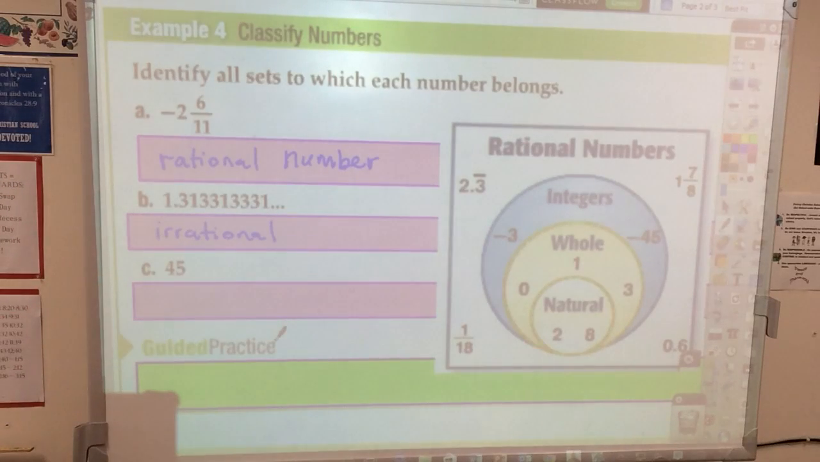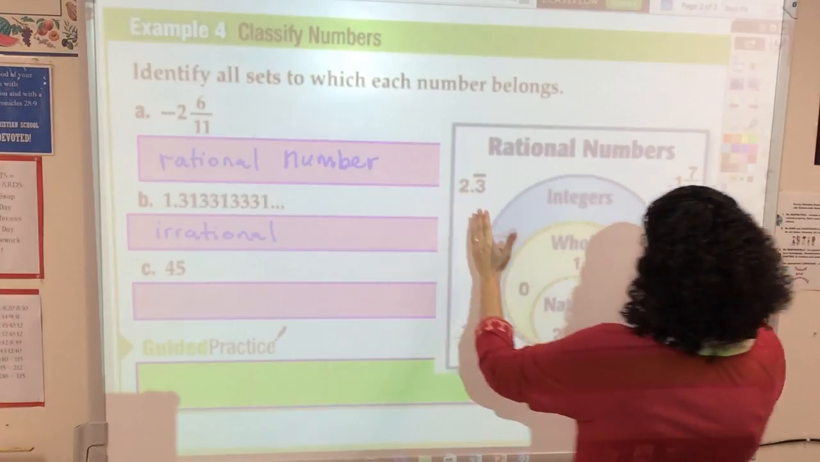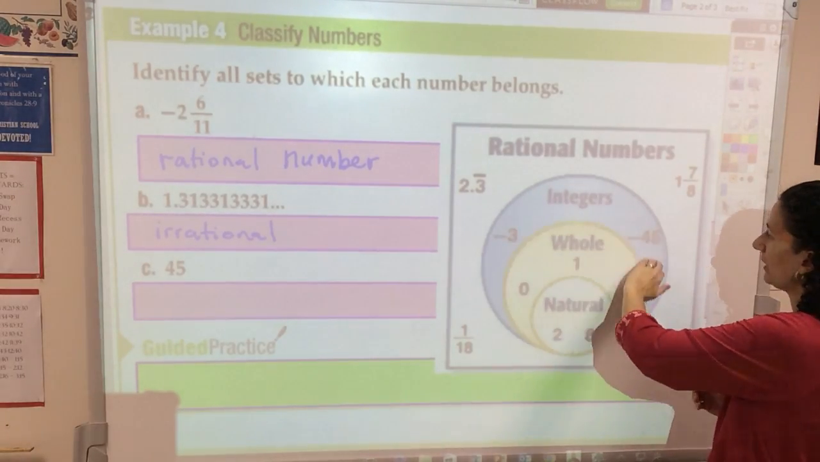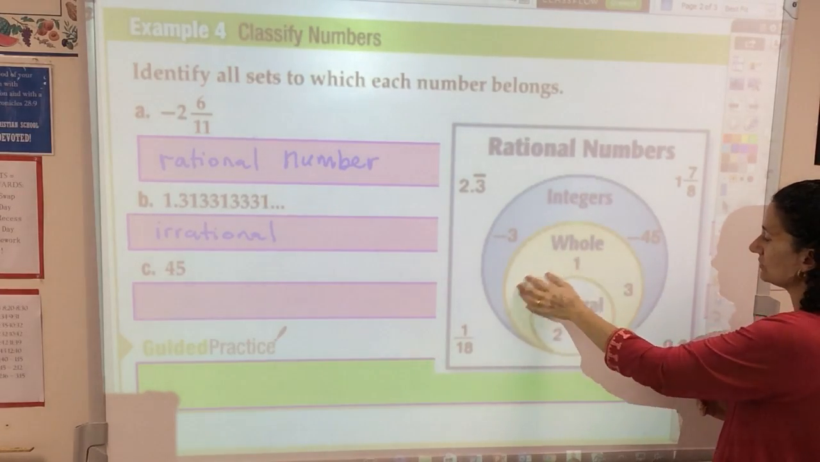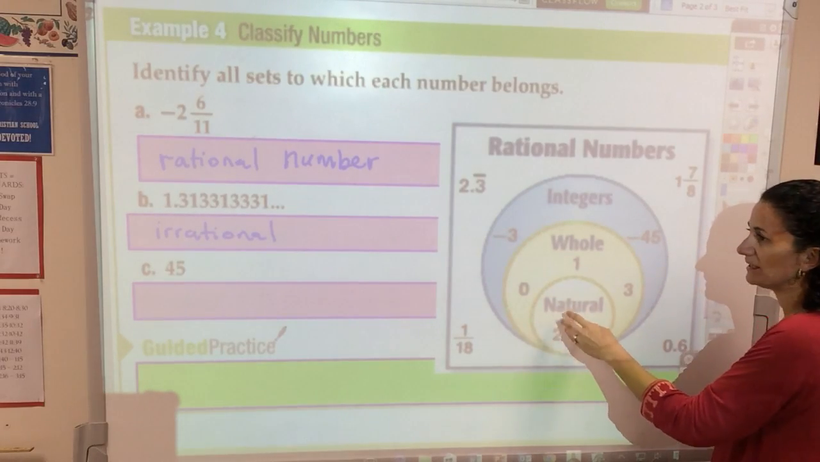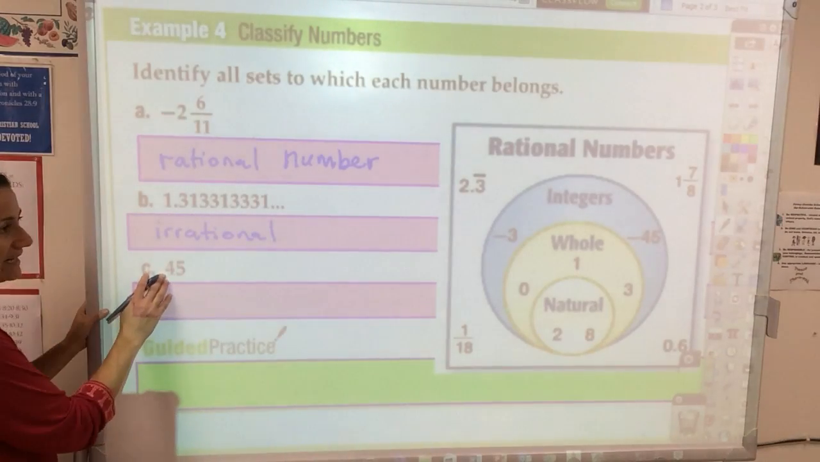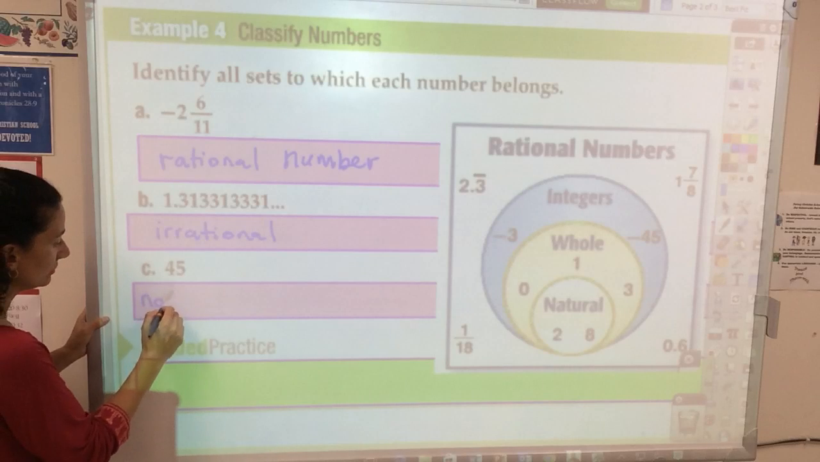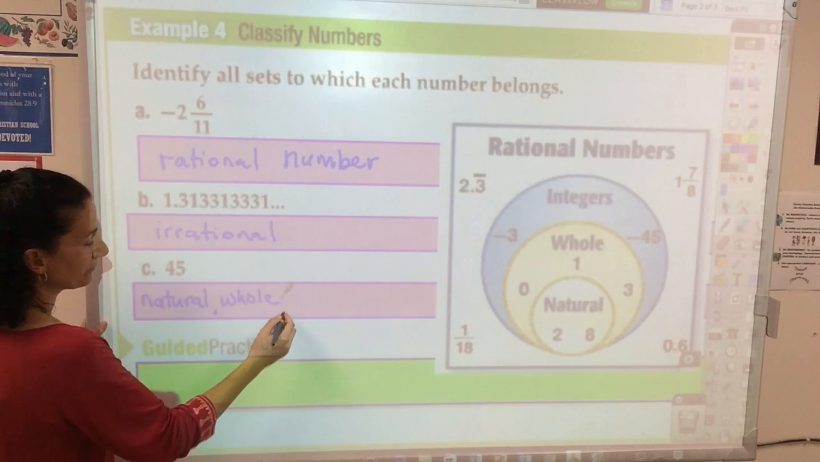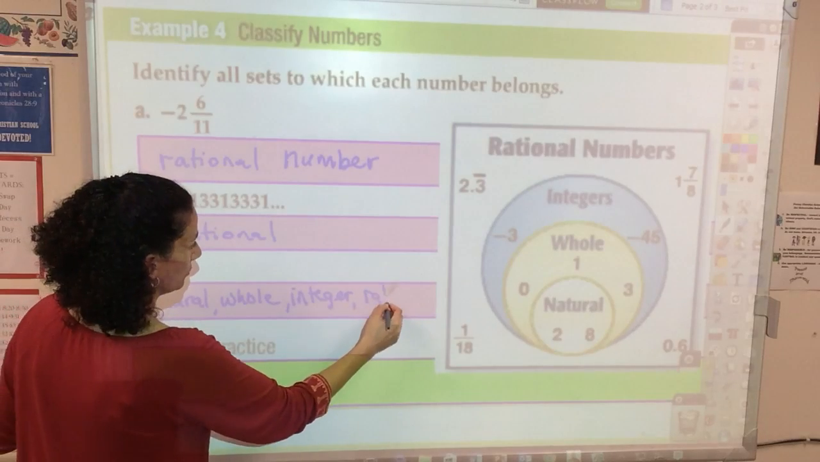Okay, last number, 45. The number 45, I want you to think about what is the lowest category that you could put it in. It fits into integers, it's a positive or negative whole number, but it also fits into whole because it's a whole number. It also fits into natural because it's not zero. So this actually has many classifications. This is a natural number. It is also a whole number. It is also an integer, and therefore it's also rational.